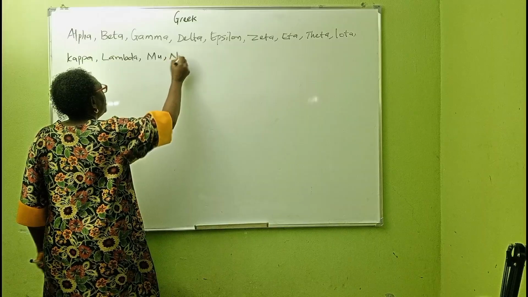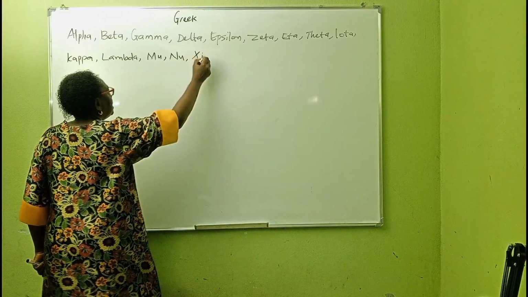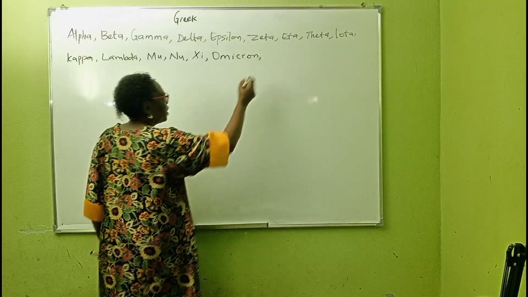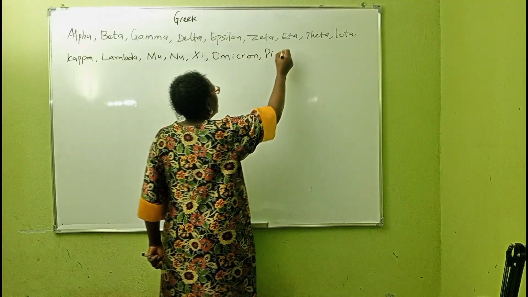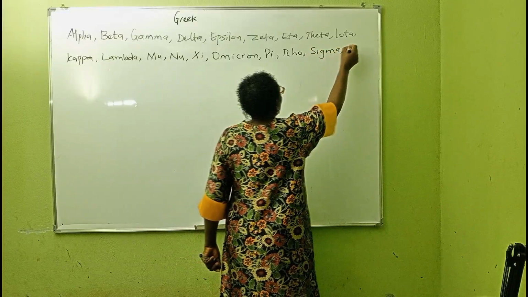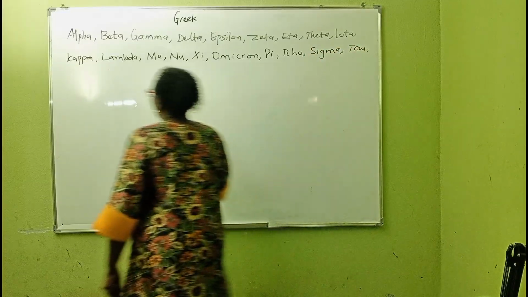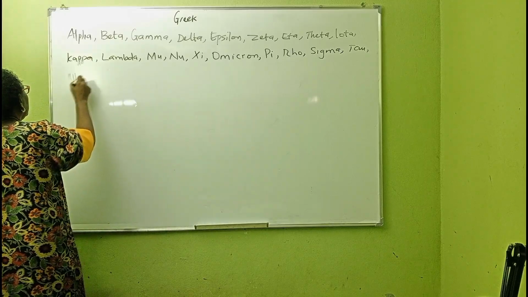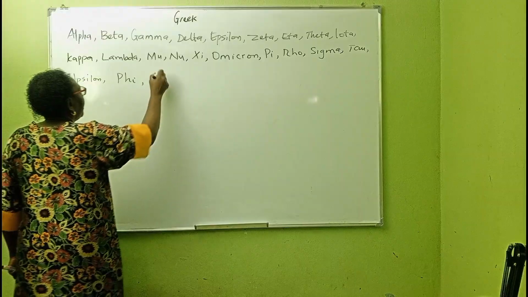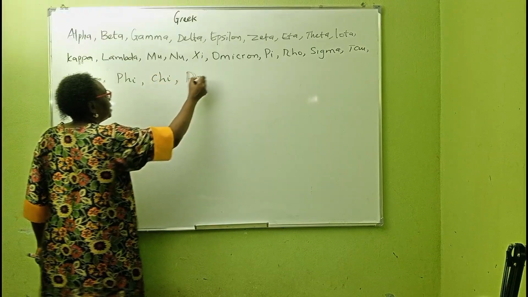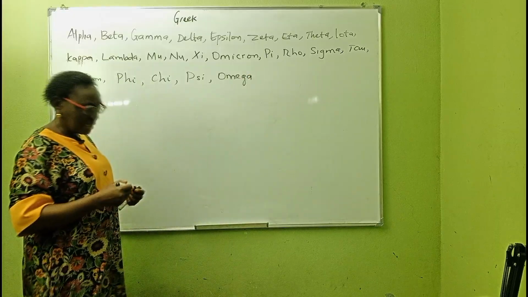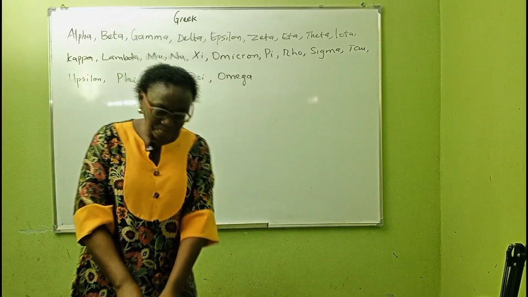mu, nu, si, omicron, pi, rho, sigma, tau, upsilon, phi, chi, psi, omega. That's it. So let's take it again.